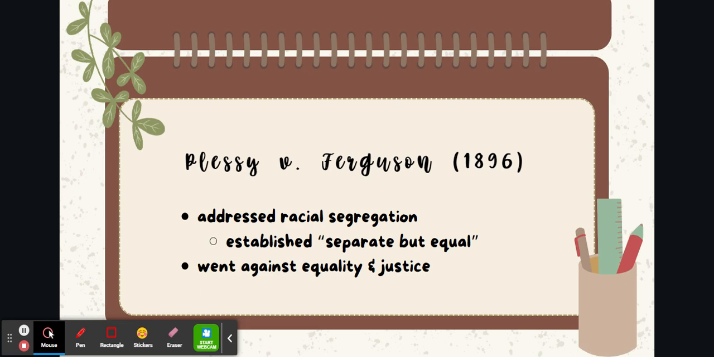So, Plessy v. Ferguson really relates to this idea of equality in that it takes a step back from equality, making it so that there was a section of the population that was not supported under the resources provided by the government. This goes against both equality and justice.